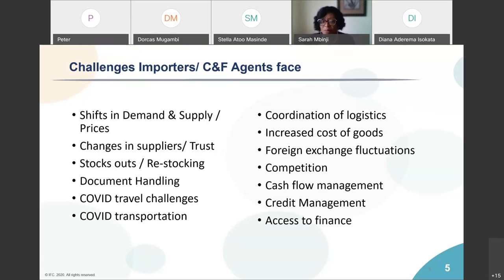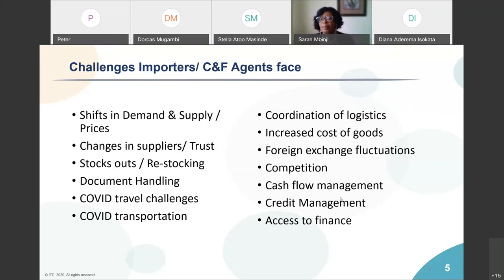There are challenges of document handling. I know that you people do a lot of logistics. Your business is so much about logistics, trying to manage transporters, the goods and so on. And now with COVID, earlier on, there were restrictions around travel. Of course, that has relaxed, and that's good for our businesses. The challenges of Forex, increased cost of goods, a lot of competition. There are cash flow management problems. And as you have heard from our friends, access to finance is a big thing.